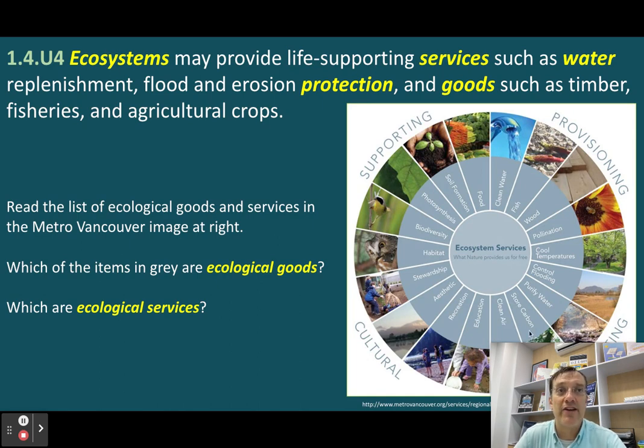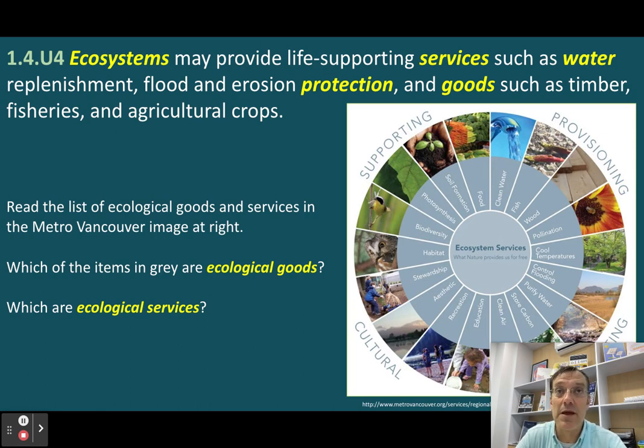So here you have a nice little range of items, and some of these are ecological goods and some of these are ecological services. So soil formation, photosynthesis, those are examples of ecological services. Pollination is a service. Flood control is a service. Purifying water is an ecological service. Storing carbon or carbon sequestration, that's an ecological service.